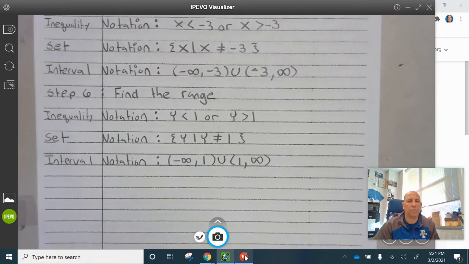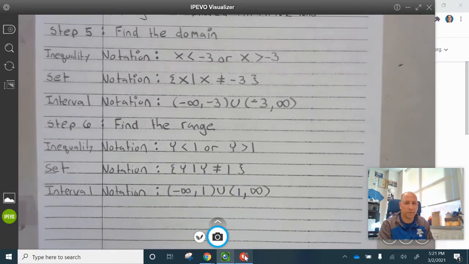Find the range. Inequality notation is y less than 1 or y is greater than 1, and that's because you have a horizontal asymptote at y equals 1. Set notation is y such that y does not equal 1, and interval notation is -infinity to 1, not including 1, or not including 1 to infinity. We would go and update step 5.